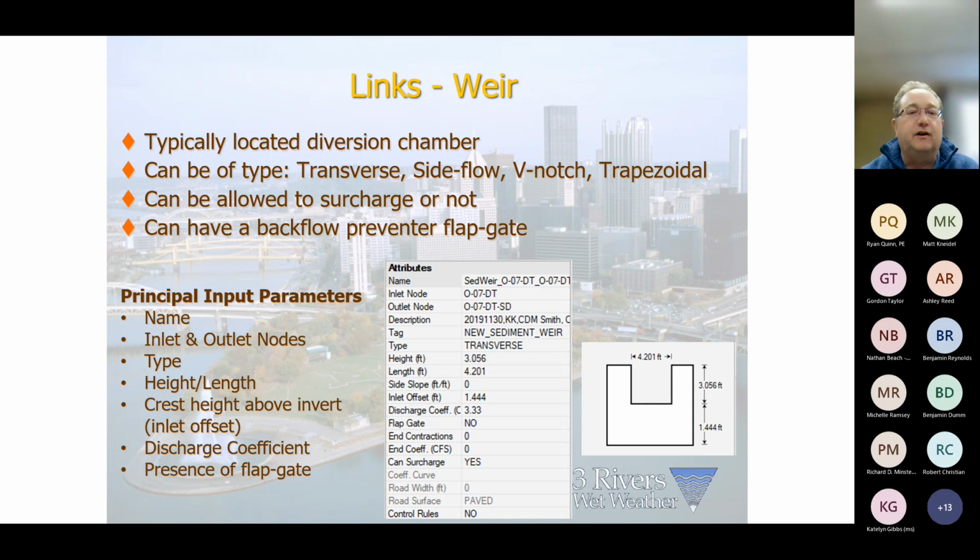Weirs, again, usually located in diversion structures. There's 4 different types that can be used: the transverse, side flow, V-notch, or trapezoidal. They can be allowed to surcharge or not, and also can have a backflow preventer tied to them as well. Again, you have the name, inlet, outlet nodes, what type, the height and the length. The height is actually the distance from the top of your weir to the top of the structure. So it's not from the invert to the top of the weir. That is actually your crest height.